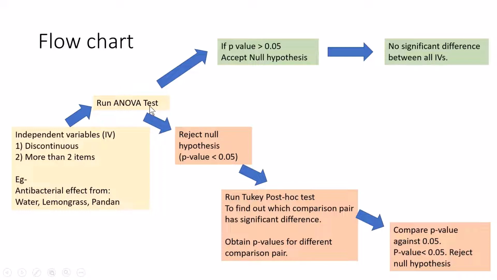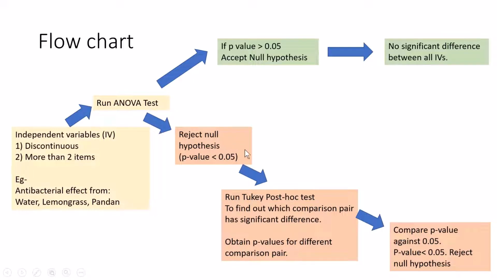An ANOVA test runs a comparison all in one go. At the end of the ANOVA test, you will obtain a p-value. If your p-value is greater than 0.05, then you accept the null hypothesis, meaning that amongst all the comparison pairs, there's no significant difference between all the IVs. However, if you run the ANOVA test and your p-value is smaller than 0.05, then you will reject the null hypothesis.